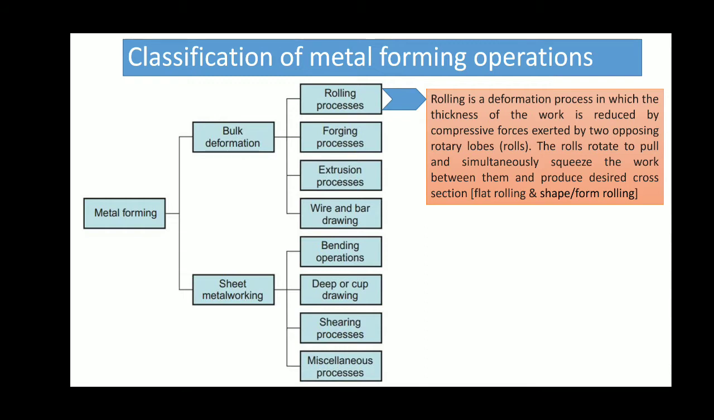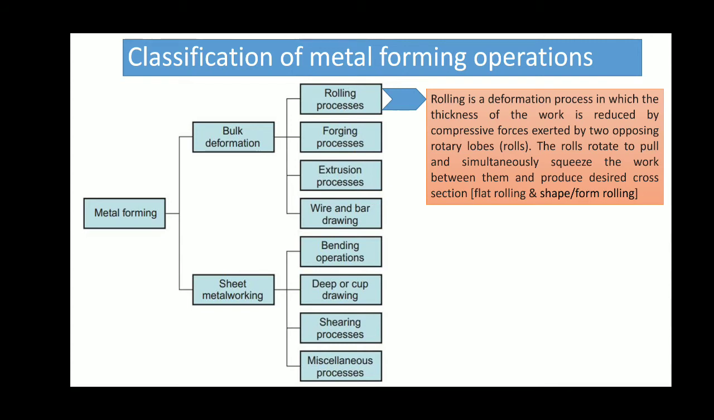This rolling process is definitely a part of the metal forming process itself, and to be more specific, it falls under the bulk deformation process. That means from whatever raw material we have, a drastic change in size and shape, that kind of bulk deformation, will take place. So how can we define this rolling process, or what are the characteristics of this rolling process?